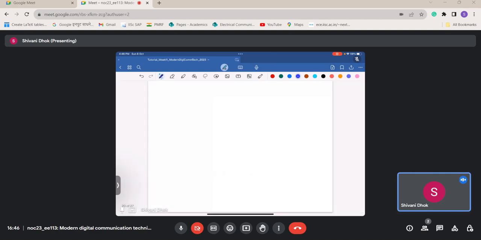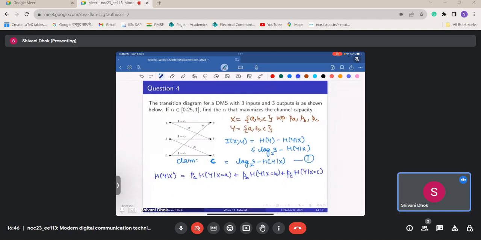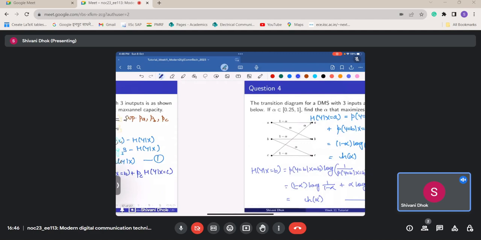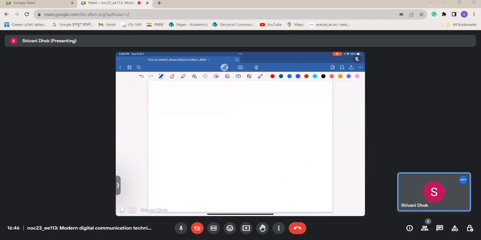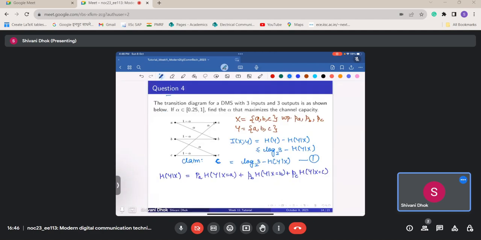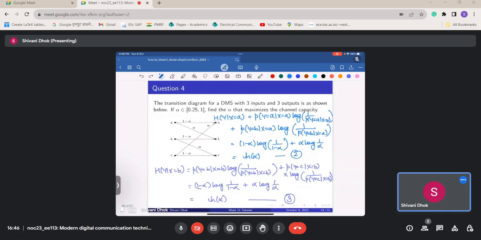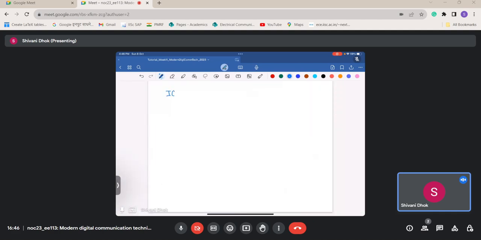So now if we substitute this in our channel capacity or mutual information equation, what we have is I(X;Y) is less than or equal to log 3 to the base 2 minus H(alpha). Now an important thing to note here is this H(alpha).